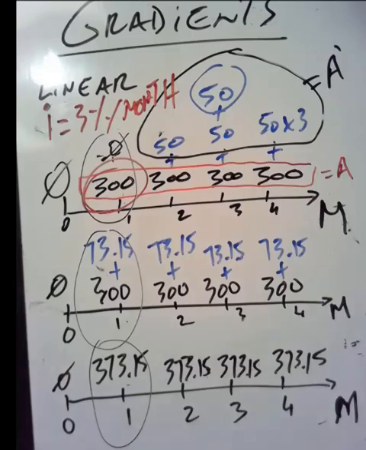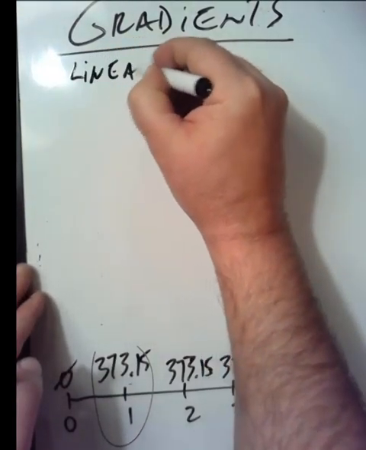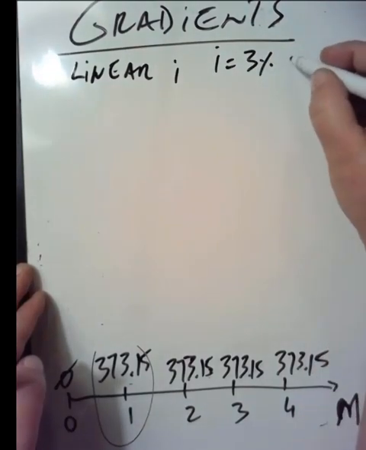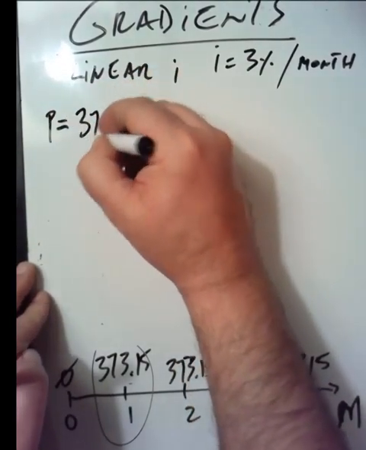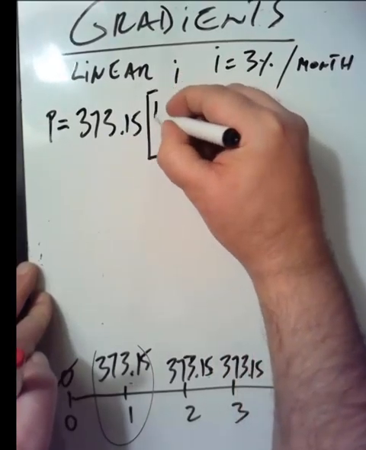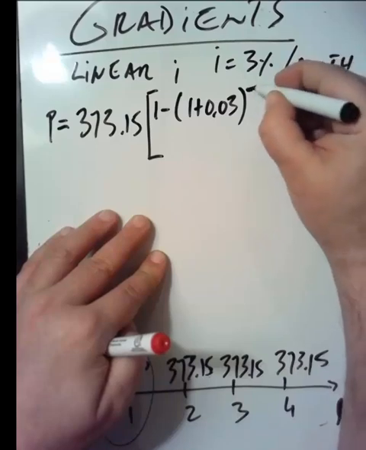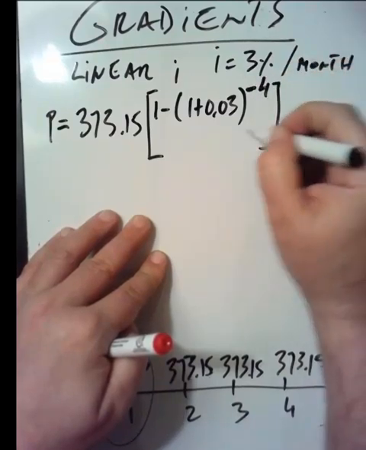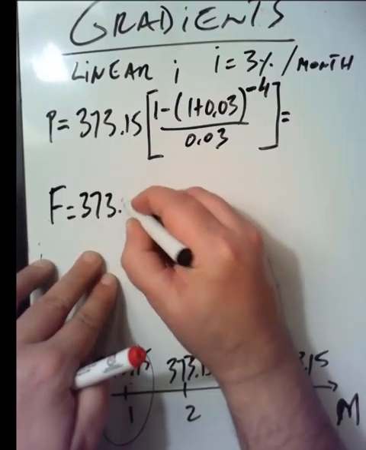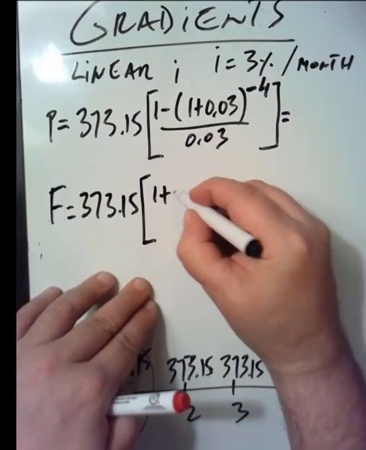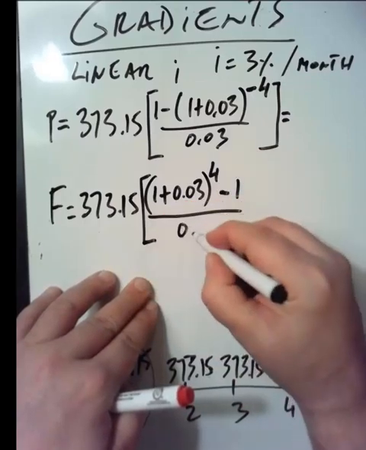Once we are done with this exercise, you can compute either the present value or the future value. So this was the linear gradient, assuming a 3% interest rate per month. Present value of an annuity is the annuity itself times its discount factor, equal to 1 minus 1 plus the interest rate, which is 3% assumed here, to the power of minus n, which is 4, divided by the interest rate, whereas the future value of an annuity is equal to the annuity times the discount factor given by 1 plus the interest rate to the power of n, which is 4, minus 1, divided by the interest rate.